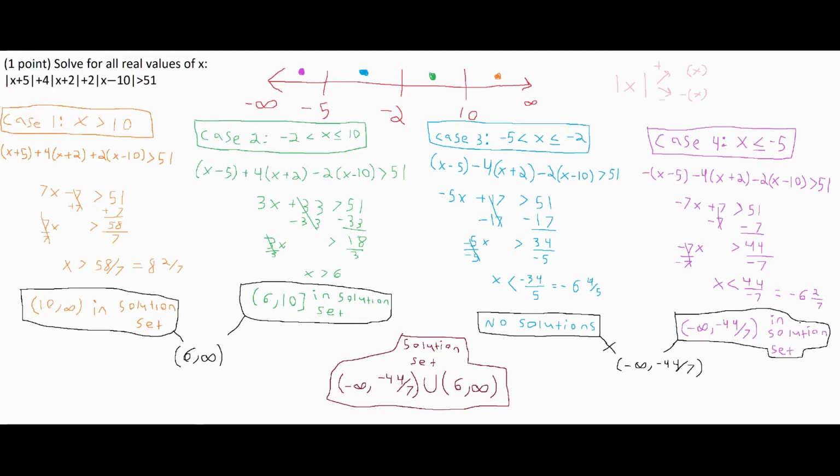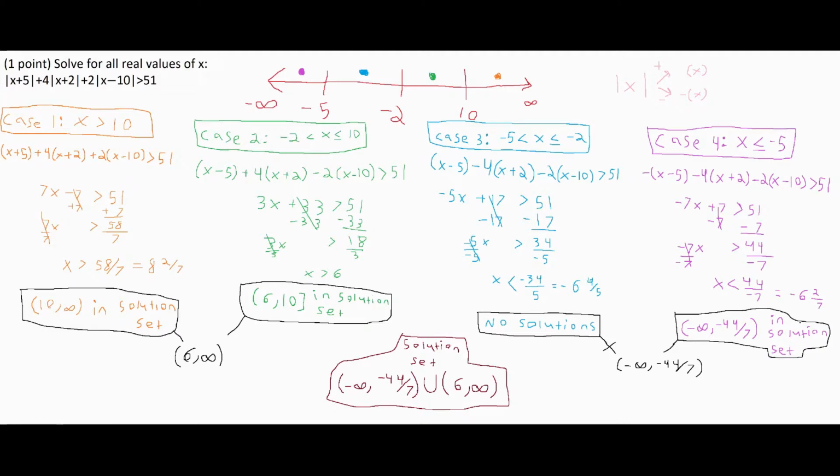So then we get x plus 5 plus 4 times x plus 2 plus 2 times x minus 10 is greater than 51. When we simplify this out, we get 7x minus 7 is greater than 51. So we solve for x, so we add 7, then divide by 7, and that gives us x is greater than 58 over 7, and 58 over 7 is equivalent to 8 2/7.